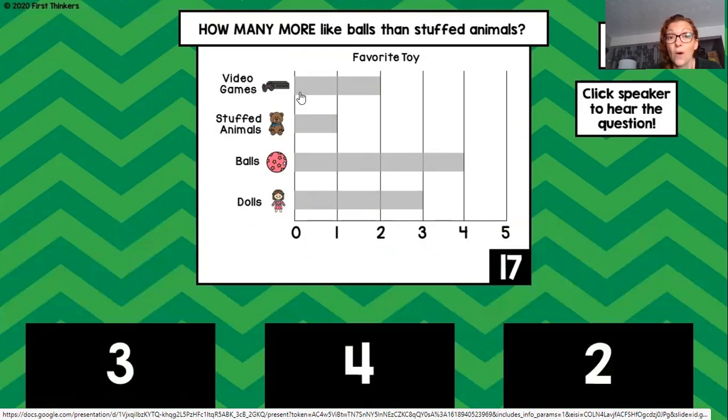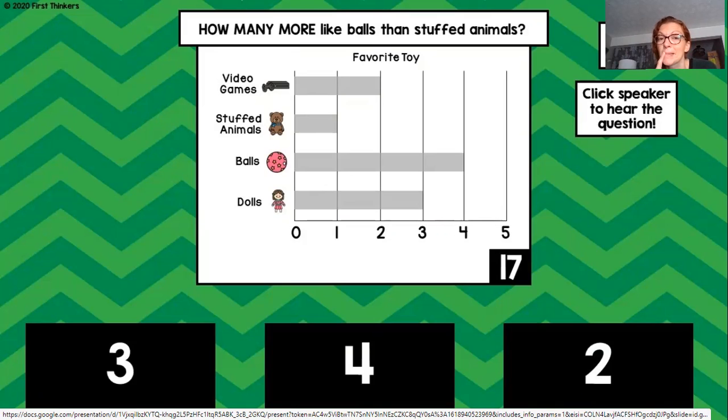Okay, so our question is right away, super tricky, right? We're going right to the hard stuff because you know how many people like stuffed animals. Right? 1. You know this skill. This skill is pretty easy for you. The how many more ones, that's where it gets tricky. All right, so this question is, how many more like balls than stuffed animals?